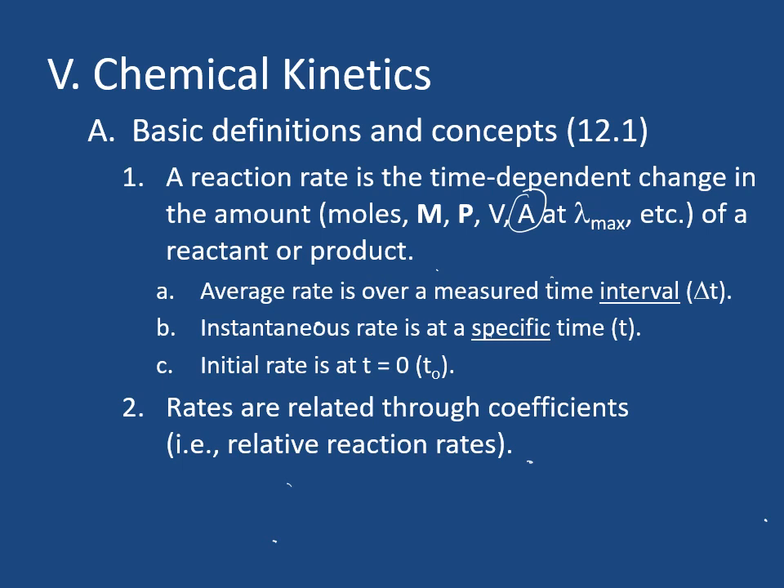The average rate is over a specific time interval. The instantaneous rate is at a specific time, that's that tangent line, and the initial rate is at time equals 0. We will use those somewhat interchangeably as proxies for rate. And then finally, rates are relative. These are called relative reaction rates.